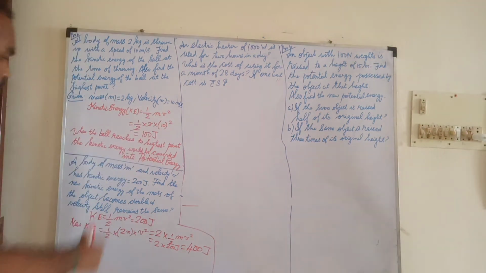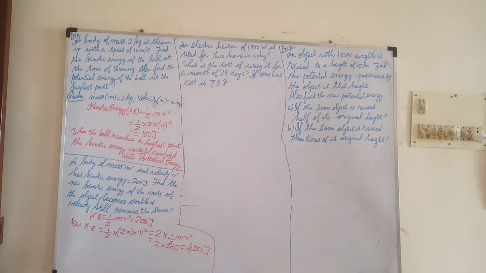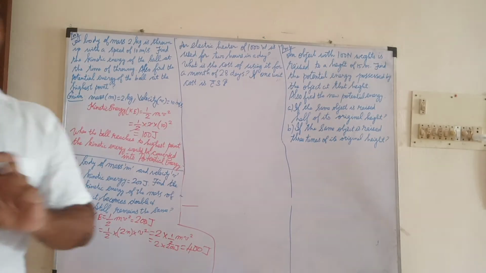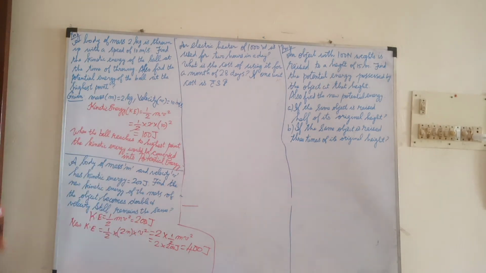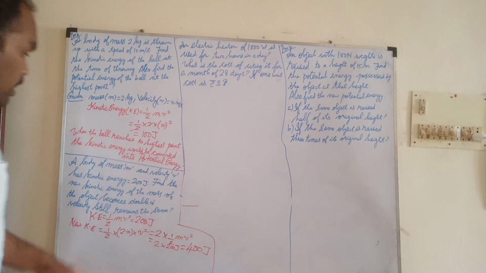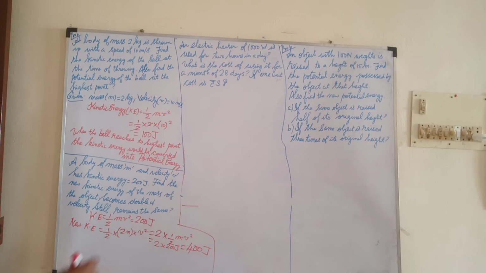Okay. Next one. Find the new kinetic energy if the mass of the object becomes double. New kinetic energy: mass of the object becomes double means mass double. So what is the meaning of double? 2. So 2 m. For that purpose only I have mentioned m. But what they said, velocity still remains the same.